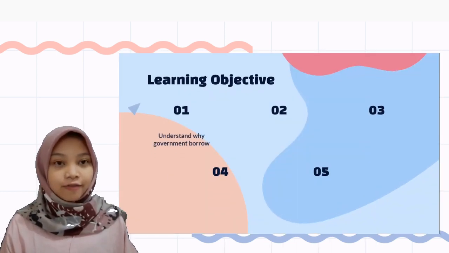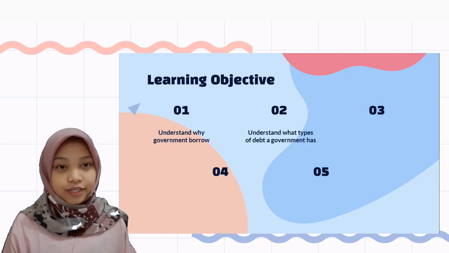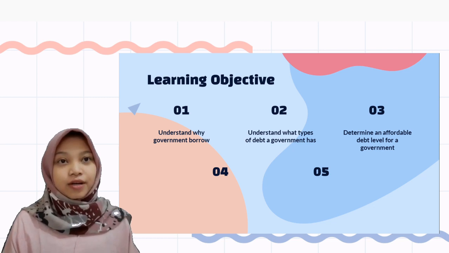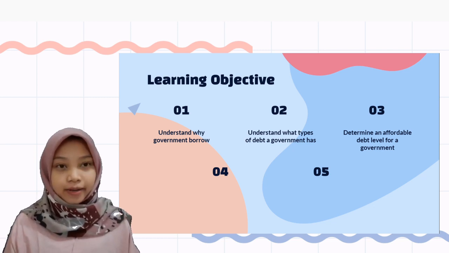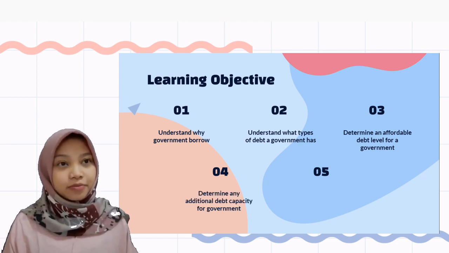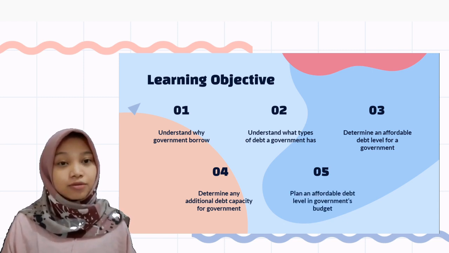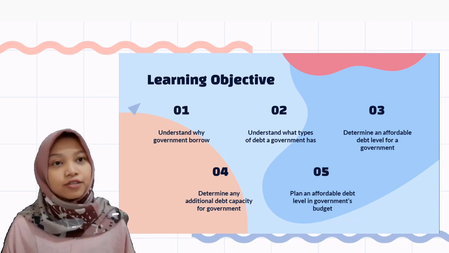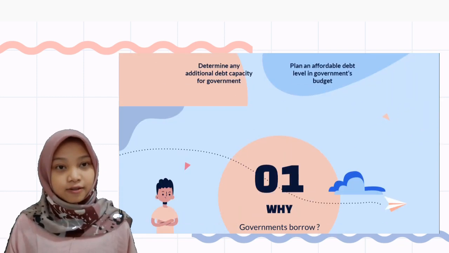And I have 5 learning objectives in this video. First is to understand why government borrows, understand what types of debt government has, and determine an affordable debt level of a government, and also the calculation for additional debt capacity for government. And the last one is planning an affordable debt level in the government budget.